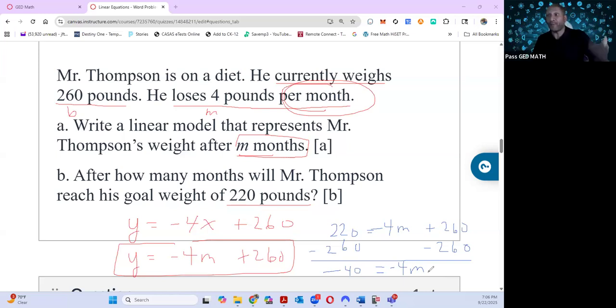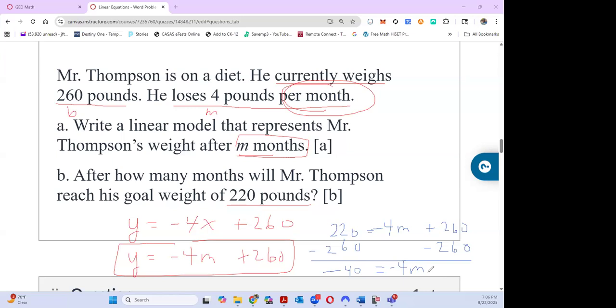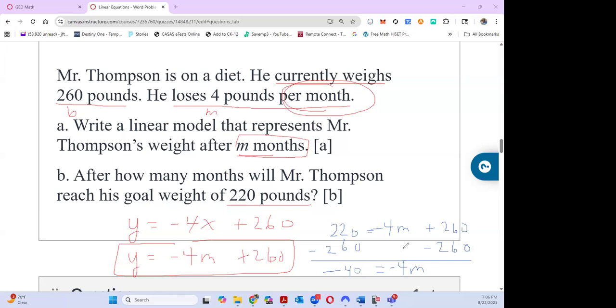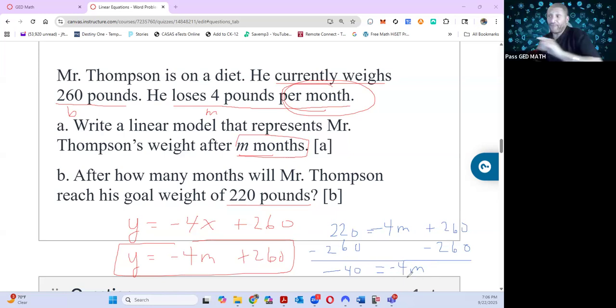So as you're doing each problem, you walk yourself through the steps. If to reach his goal of 220 pounds, well, that can't be M because M stands for the number of months. So it must be my Y. Okay, so now minus 40 equal minus 4M. M is not by itself. How do I get M by itself? What do I need to get rid of? Negative 4M, I'm sorry. So to get M by itself, I got to divide by negative 4.